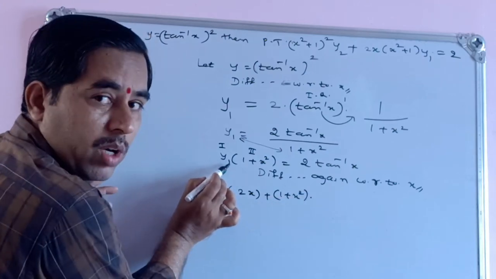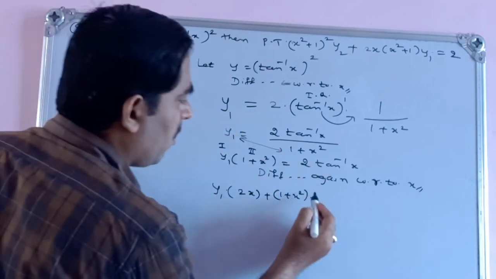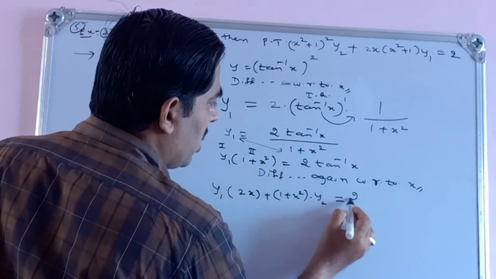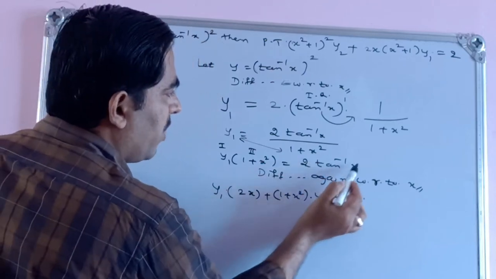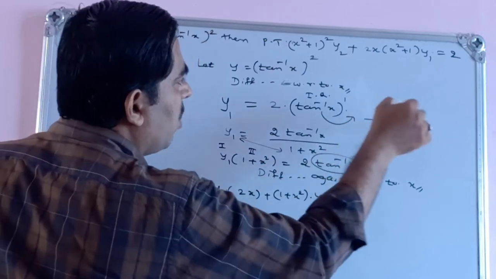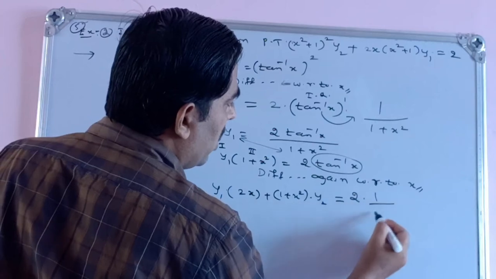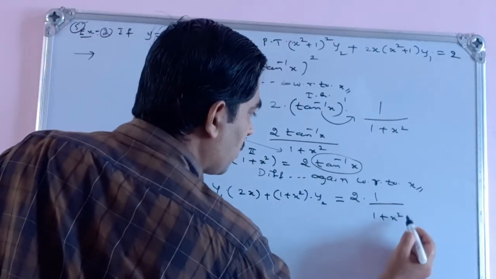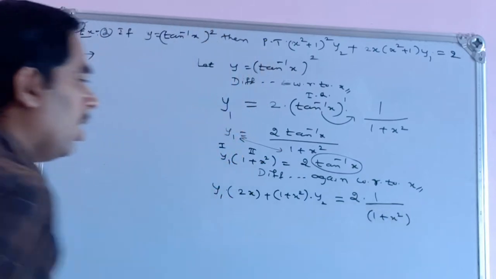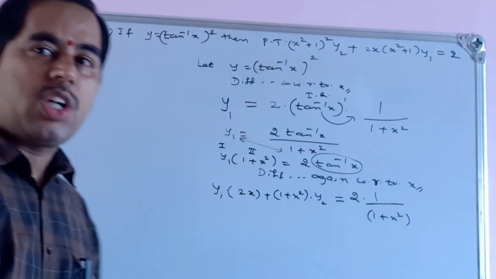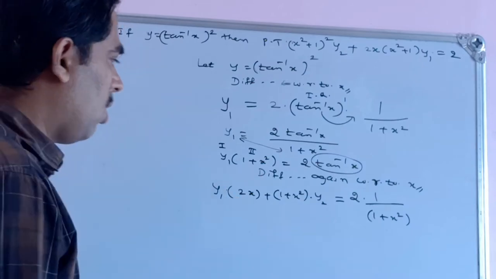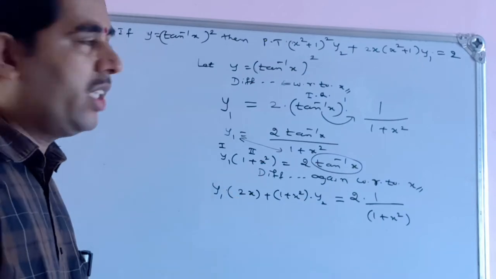What is the derivative of y1? The derivative of y1 is y2. This completes the left hand side. It is equal to 2, which is a constant, so I write it as it is, into the derivative of tan inverse x. We know the formula: the derivative of tan inverse x is 1 by 1 plus x square. This completes our differentiation on the left hand side and the right hand side. For the left hand side, we have used the product rule. Now the only thing left is to simplify this.